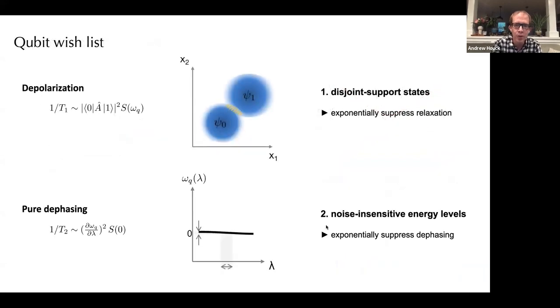And so if we were to build a real qubit wish list, what we would want is a new qubit that has disjoint support for our states, so that the 0 state and the 1 state live in different parts of phase space. And you would want, as a function of the control knobs, the dispersion to be extraordinarily flat to exponentially suppress any kind of dephasing. And you really want both of these things at the same time. And this is the thing that nobody has actually been able to realize.